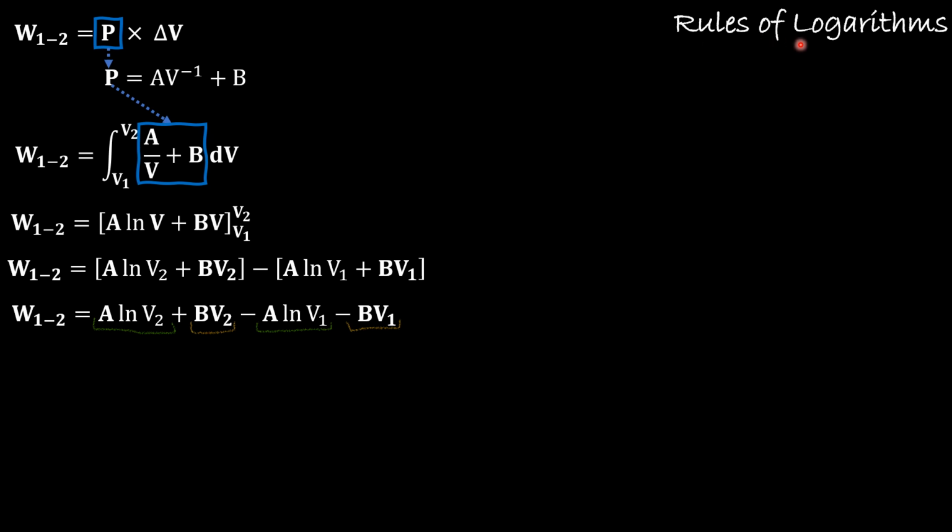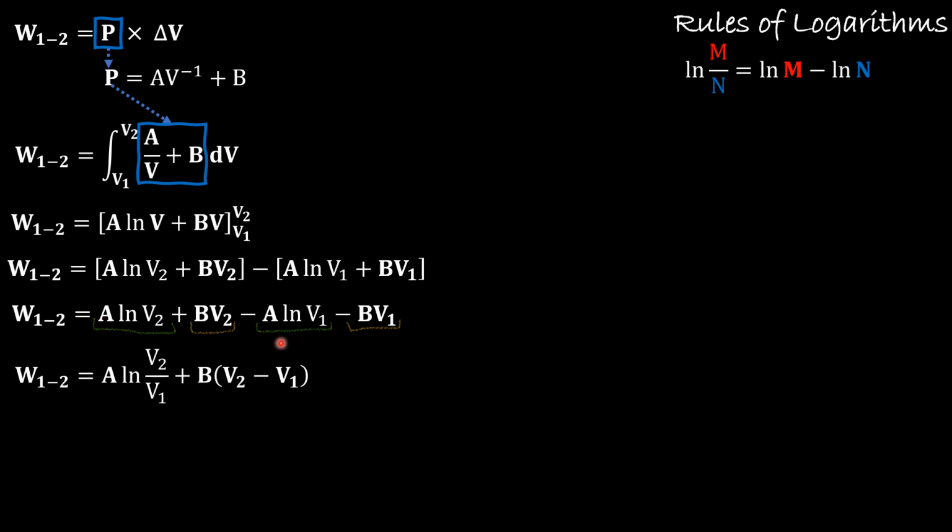So here we have rules of logarithm. We know that ln m divided by n equal to ln m minus ln n. In this case, ln m is represented by ln v2 minus ln n, which is represented by ln v sub 1. So we can rewrite this green part with this rule of logarithm. And they have the common, which is the constant a, ln v sub 2 over v sub 1, plus b, we can take the common, and it will be v sub 2 minus v sub 1. So that's what we did in here.